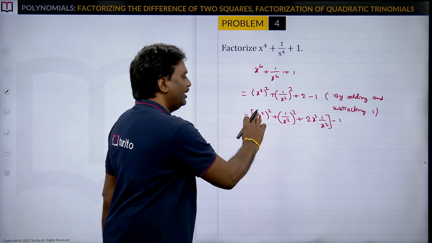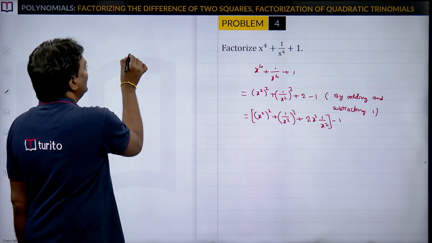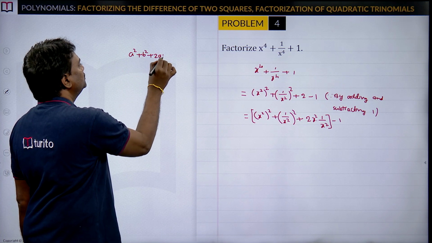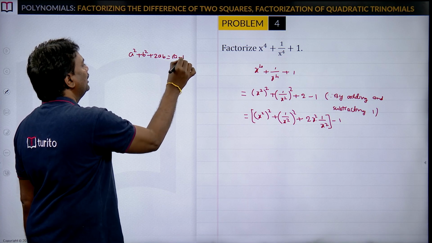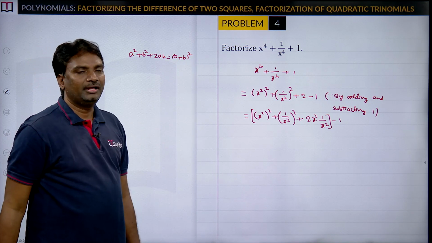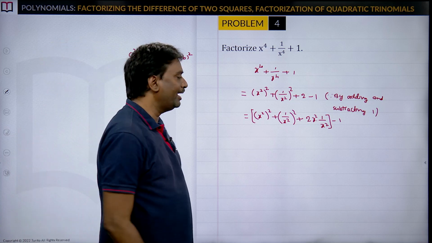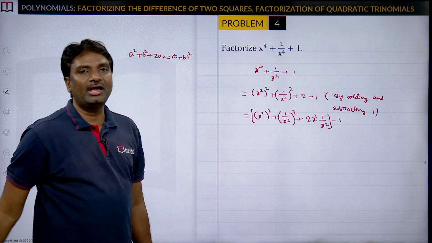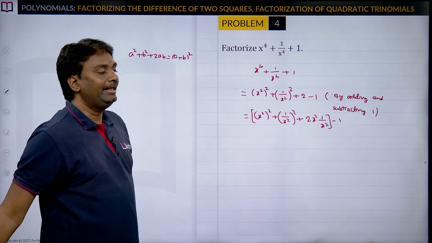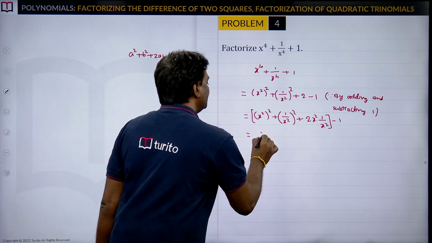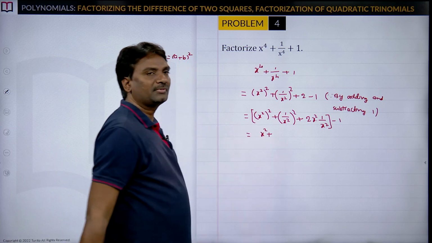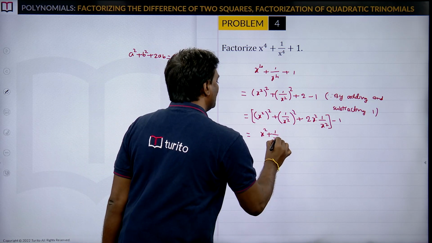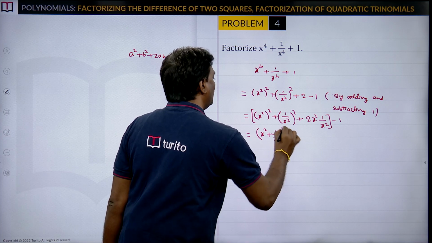clearly this is in the form of a square plus b square plus 2ab. A square plus b square plus 2ab equal to a plus b whole square, where in place of a we have x square, in place of b we have 1 by x square. So, the formula is a plus b whole square. A plus b means x square plus 1 by x square whole square.